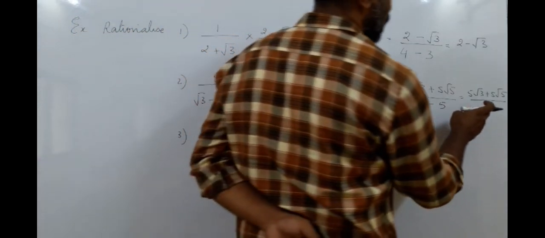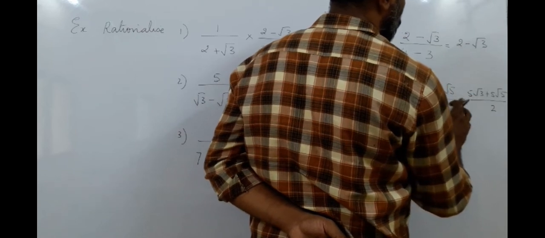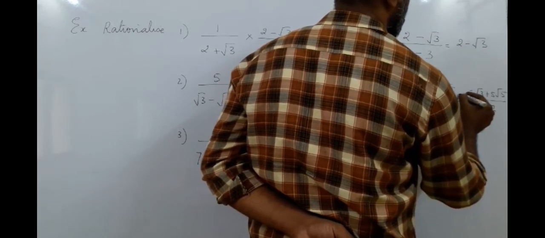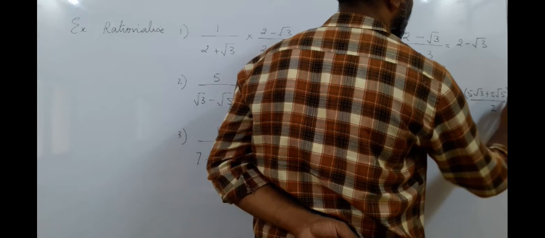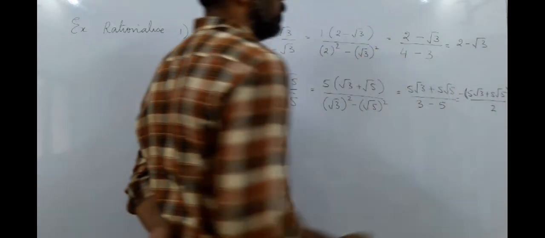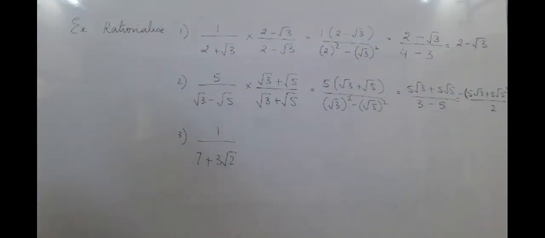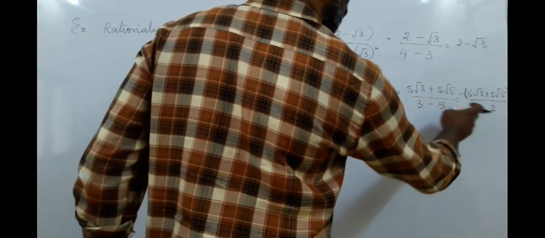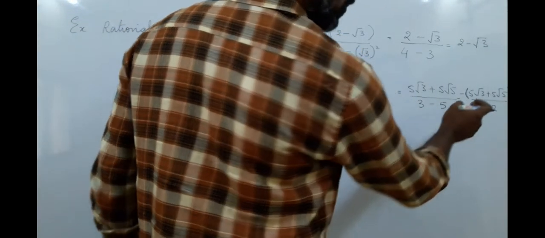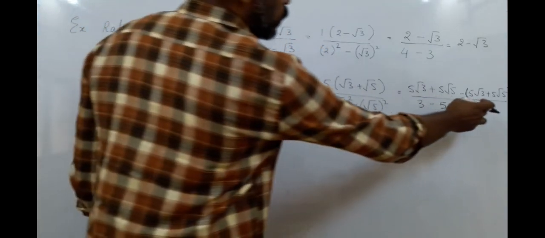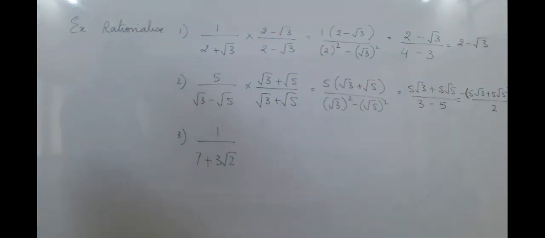But we do not keep the minus in the denominator. So we move the minus to the numerator. So it should be minus. Don't forget the bracket. Minus this upon 2 is the answer. So we can sometimes get this. 3 minus 5 is minus 2. But we never keep the denominator negative. So I put the minus in the numerator.